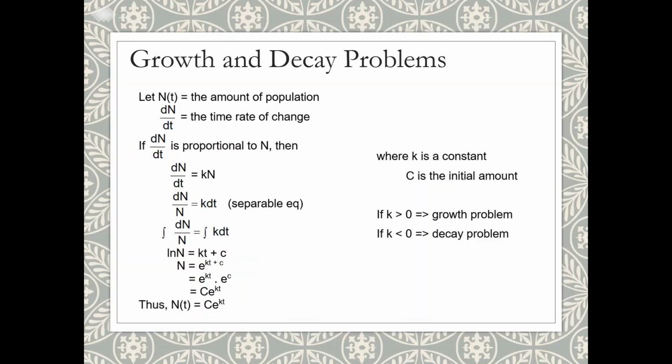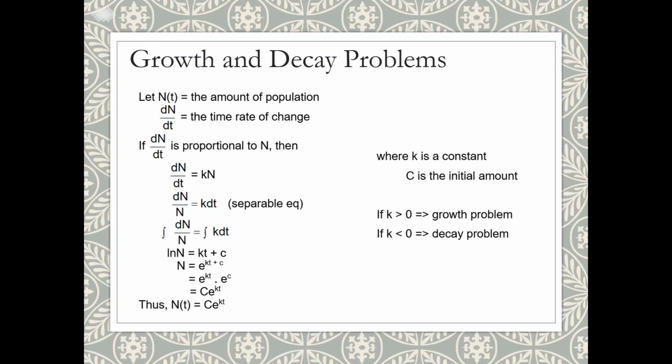Let's start with growth and decay problems. Before you solve the problems, you need to derive the formula first. Let N(t) be the amount of population and dN over dt is the time rate of change. If dN over dt is proportional to N, then we can represent it as dN over dt equal to kN. Separate the variables, and it becomes dN over N equal to k dt. Integrate both sides, you will get ln N equal to kt plus c.